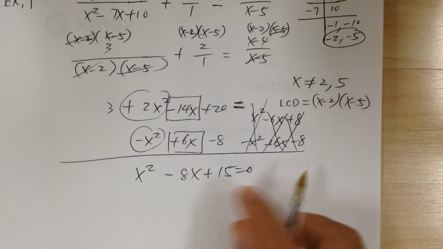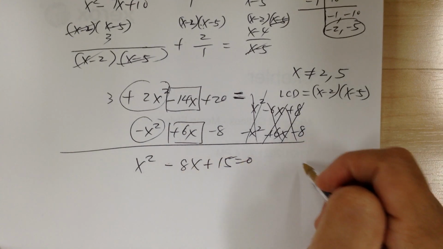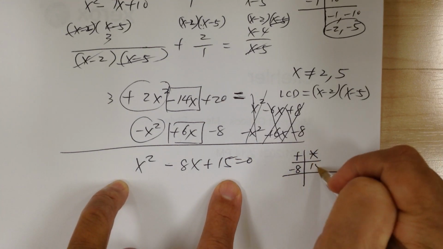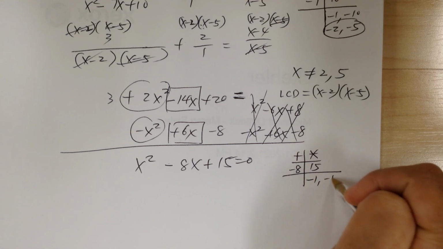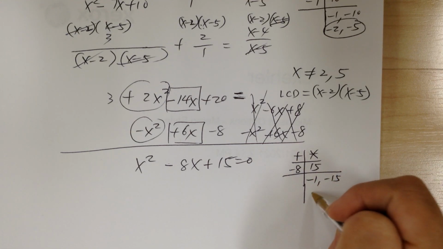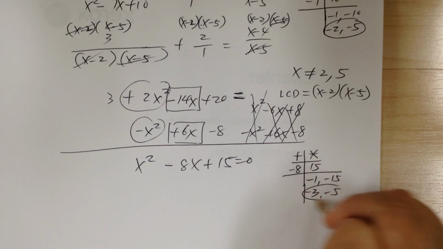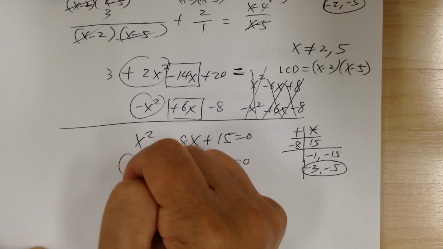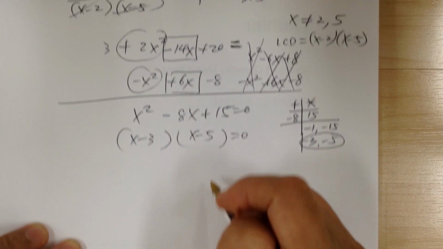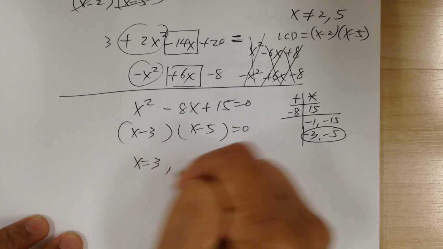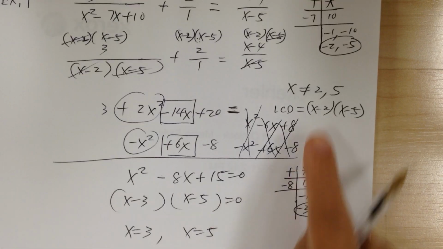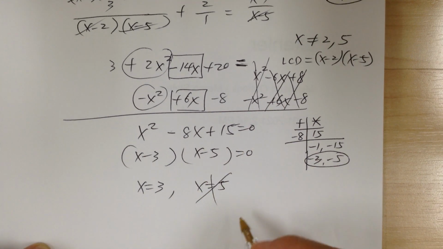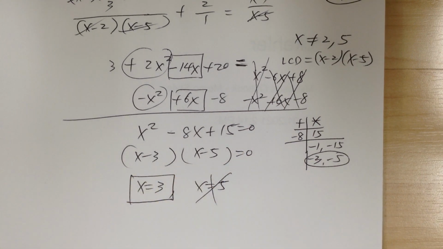Then once you set it equal to 0, you have to do the factoring. Again, you have to add to get negative 8. You have to multiply to get 15. So you start with negative 1, negative 15. Negative 2 cannot, so negative 3, negative 5. And from here, you're going to get x minus 3, x minus 5. When you solve, you're going to get x equals 3, x equals 5. But remember your restricted values, x cannot equal 2 or 5, so this answer is no good. And so the only answer you get is x equals 3.